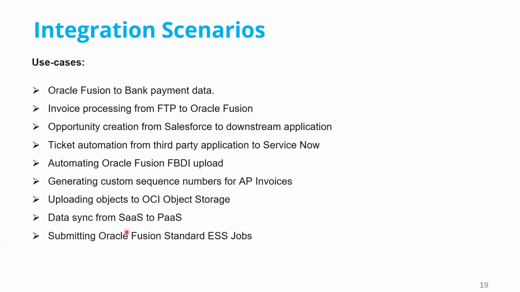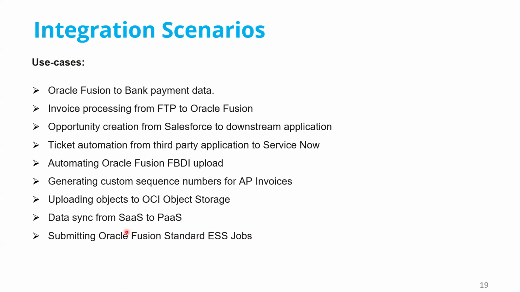FBDI is a feature in Fusion, an Excel-style upload where you put the data and upload it to Fusion. It can create invoices, and it can create suppliers. We have n number of FBDI files, and you can automate that. That means you can directly put the data and then use OIC to create those objects, like the supplier object, invoice object, and other things. You can also generate custom sequences for AP invoices.